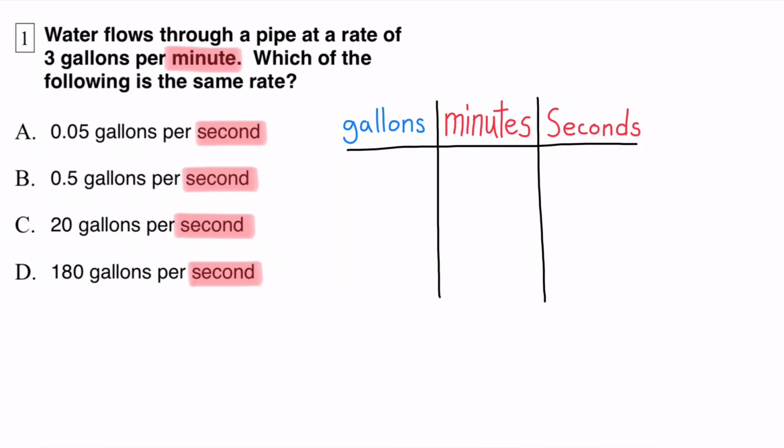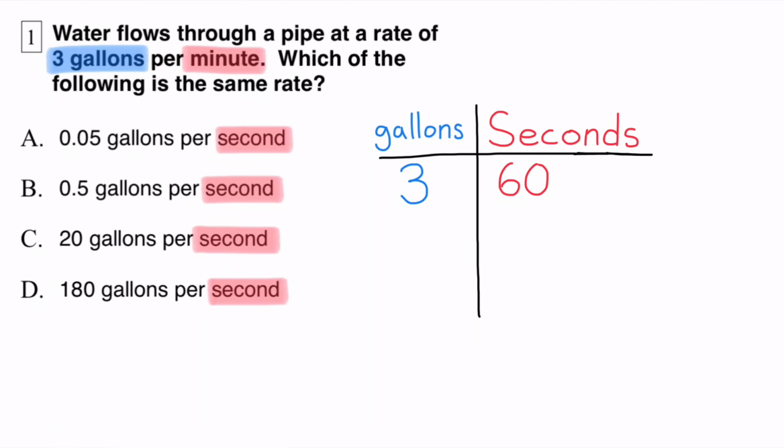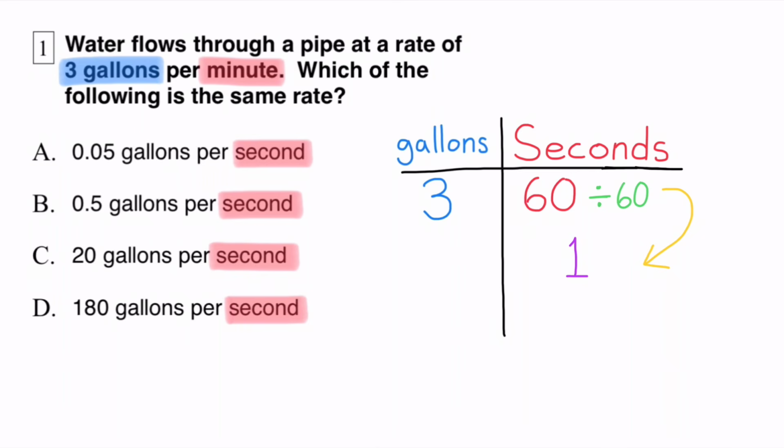I've made my chart with gallons on the left, minutes in the middle, and seconds on the right. 3 gallons in 1 minute, and 1 minute is the same as 60 seconds. Now I've reduced my chart to 3 gallons in 60 seconds, since 60 seconds is the same as 1 minute. Since all our answer choices are per second, we need to get 60 seconds down to just 1 second. So 60 seconds divided by 60 equals 1 second.